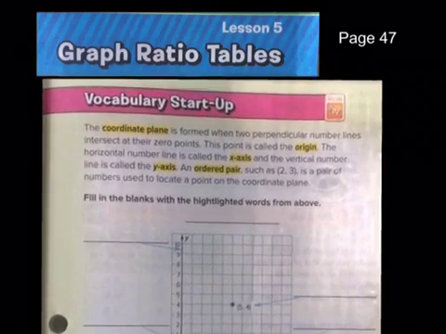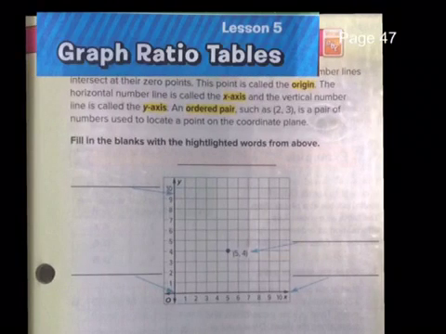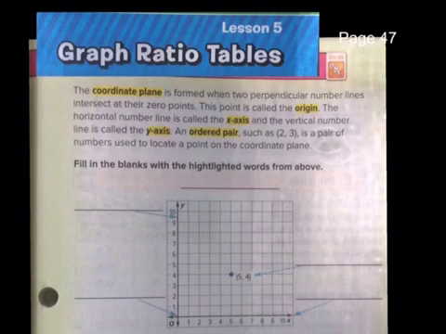So here we have it, page 47. Let's read. The coordinate plane is formed when two perpendicular number lines intersect at their 0 points, as we see here. Two perpendicular lines intersect at their 0 points. One line and another line. Remember, it's always x first and then y. This point is called the origin. So right there, that is the origin where we begin. The horizontal number line is called the x-axis, and the vertical number line is called the y-axis.